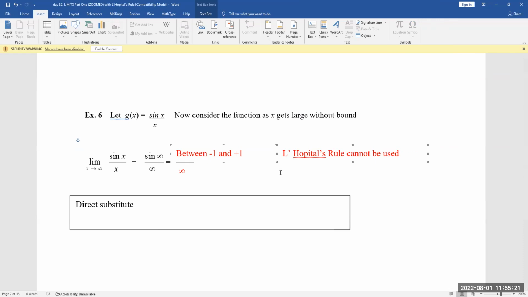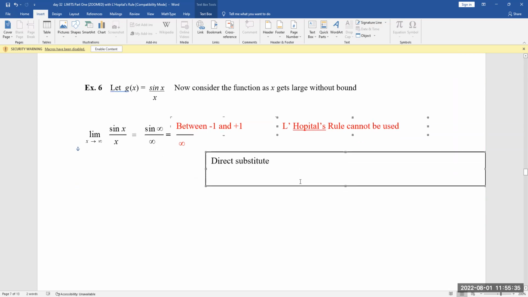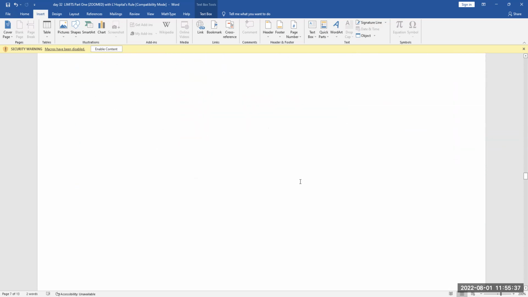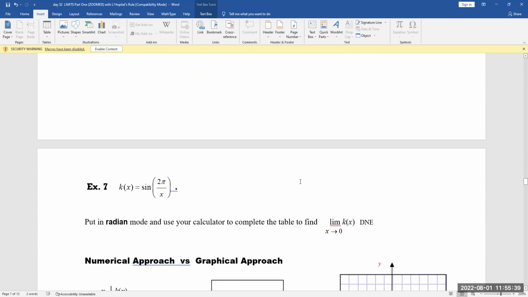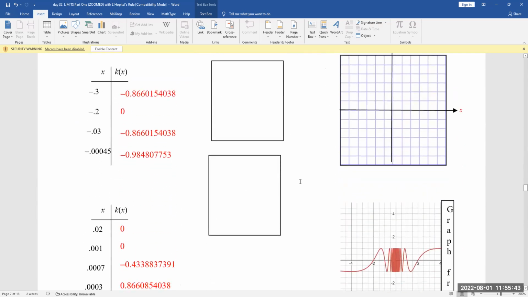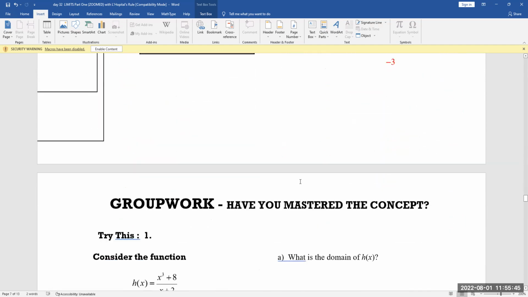You're going to see when you get to Calc 2 that Calc 2 instructors don't like you really substituting in infinity because the notation just makes us feel like squeaking across a chalkboard, if you've ever had that feeling. We had sine of 2 pi over x. I do not believe in that particular case that L'Hopital's rule will apply.